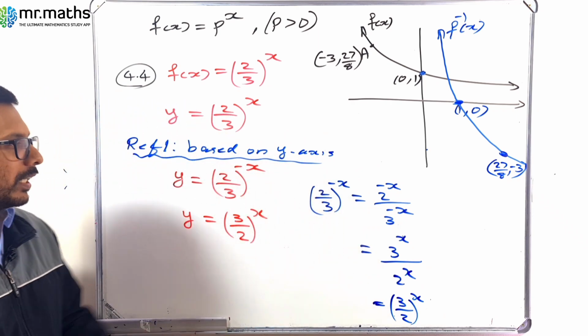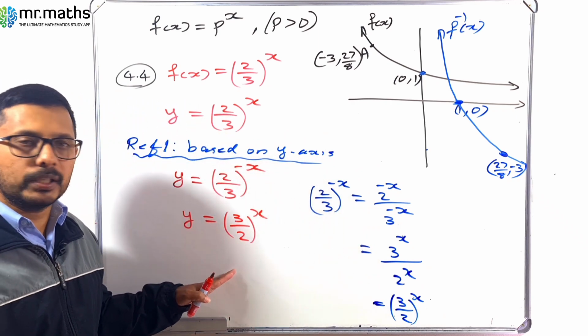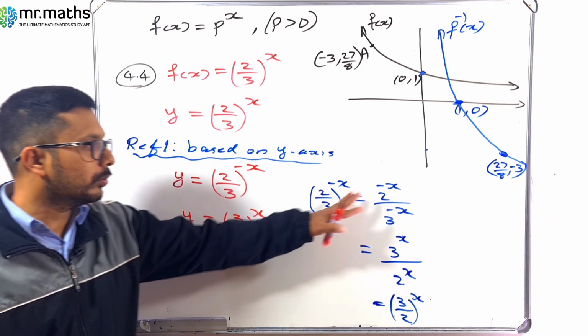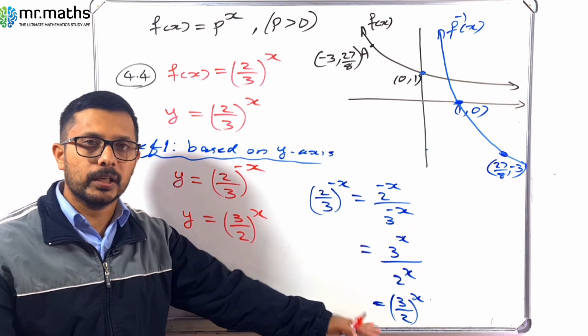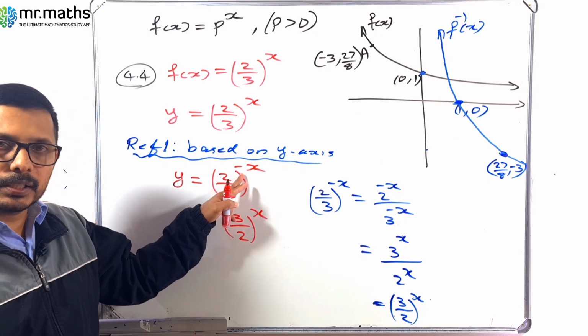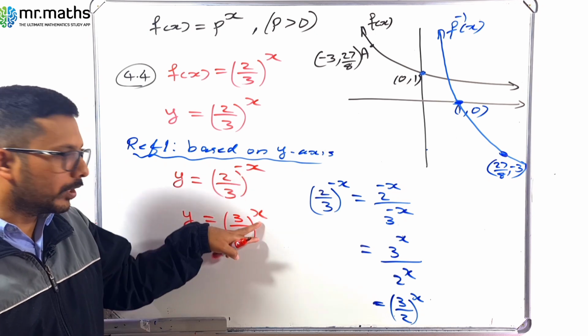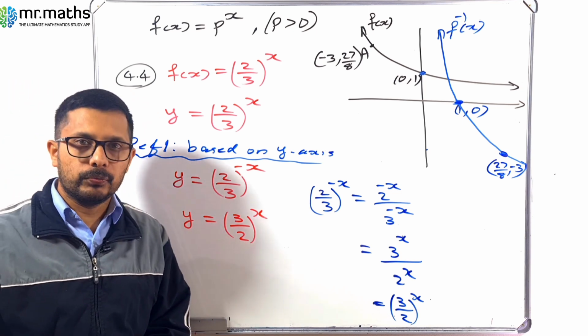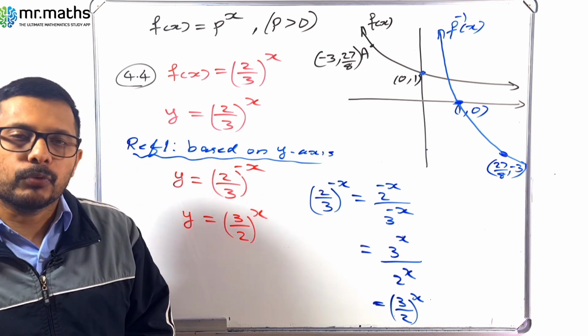So this is the exponential rule behind that. There is no need to write all these steps. So 2 over 3 raised to minus x, you can write it as 3 over 2 raised to positive x. So that is question number 4.4. Now let's move to the next question, 4.5.